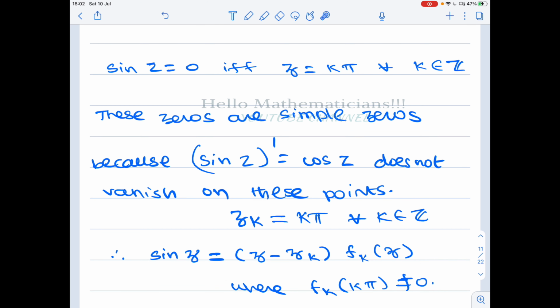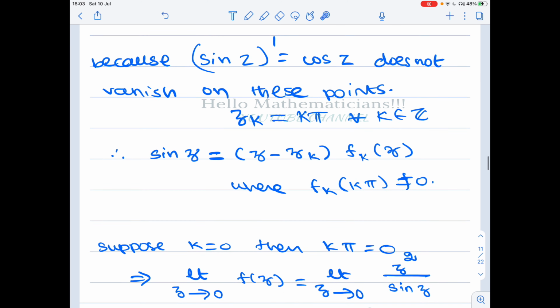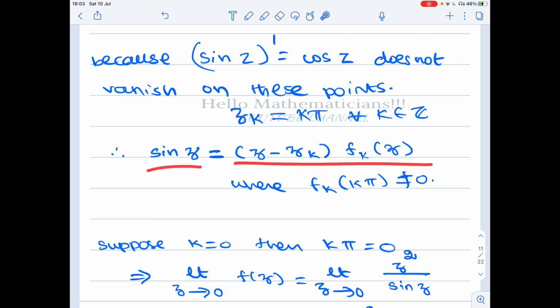Then, since these are all simple roots of the function sin z, we can write sin z equal to (z minus zk) times fk of z. And since it is a simple zero, meaning zero of order 1, zk won't be a root of this function fk of z. If zk is a root of this function, then one more (z minus zk) can come outside, so we get zk would be a root of order at least 2 for sin z. Okay, so we get sin z equal to this expression.